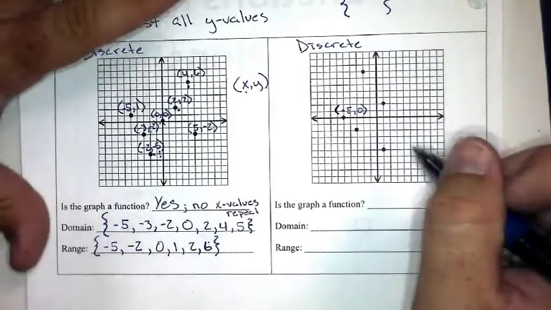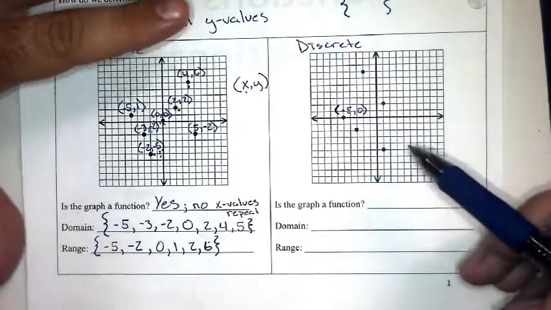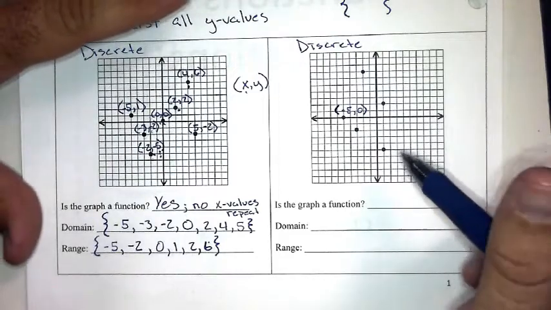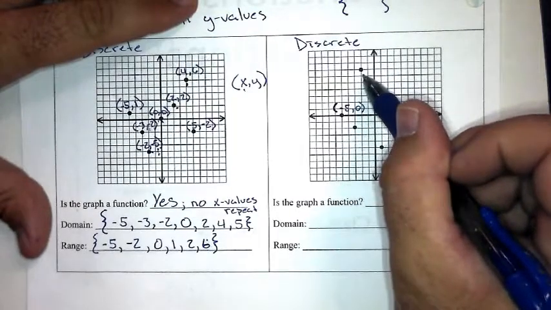Lucas, I want to point to a dot. You need to tell me the ordered pair of that dot. Boom. -2, 7. Okay.